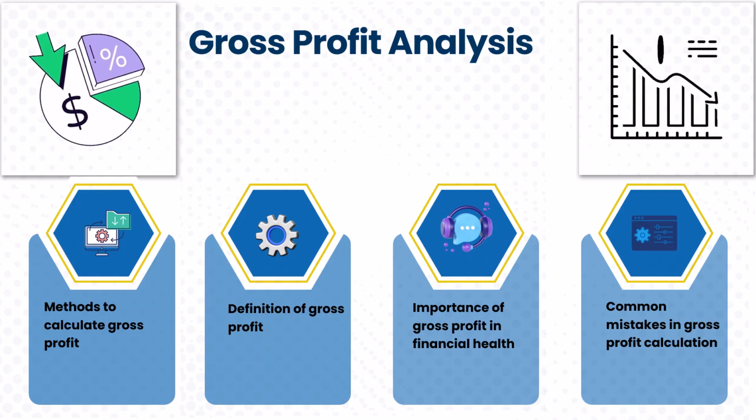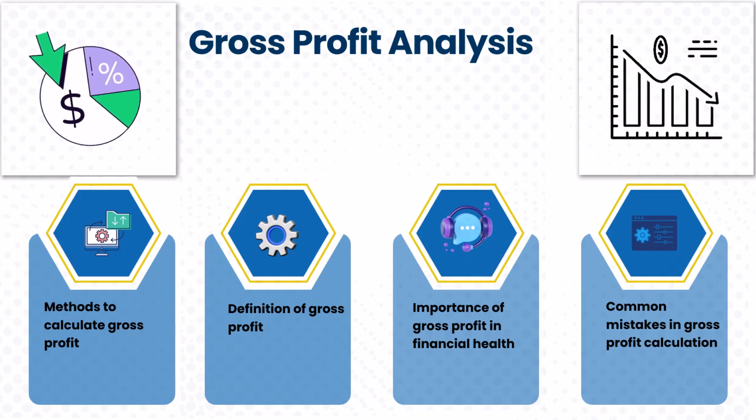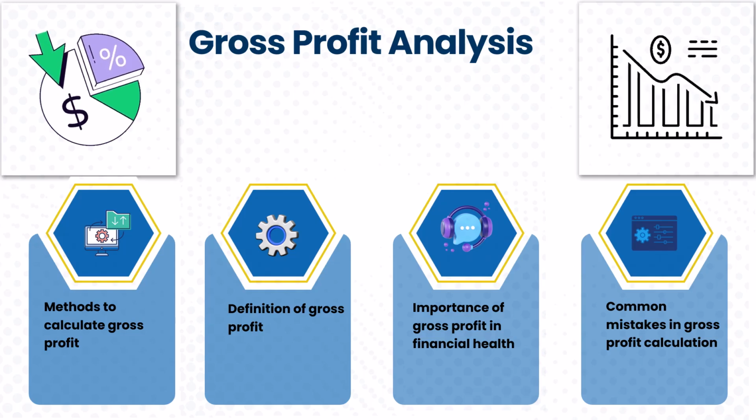Let's talk about gross profit, the magic number that tells us if our business is actually making money. We calculate it by subtracting cost of goods sold from revenue. Sounds simple, right? But trust me, even seasoned professionals trip over hidden costs. A solid grasp on gross profit ensures we're not just moving money around, but actually growing it.